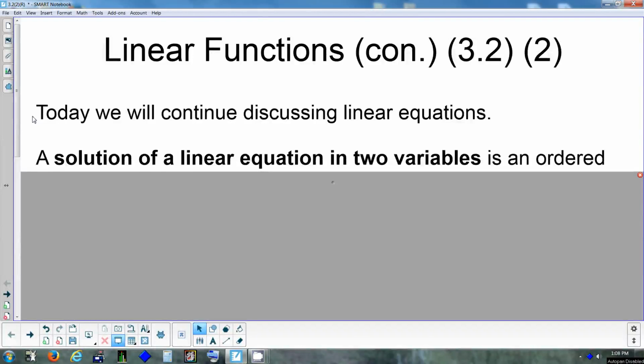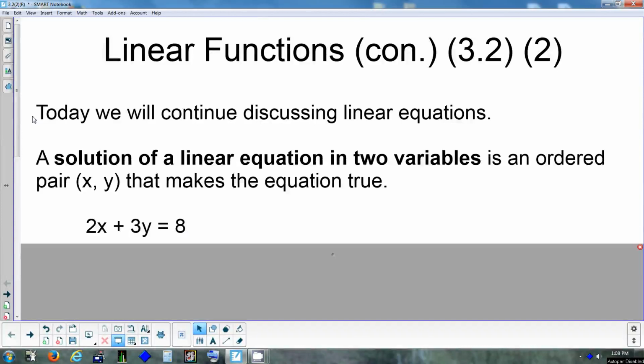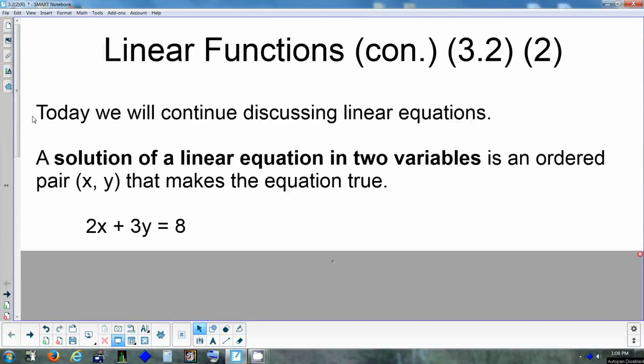So first thing we're going to look at is what does it mean if you have a solution to something like that. A solution means if you tell me two numbers, give me a number for x, give me a number for y, when I plug it in, I get a true statement.